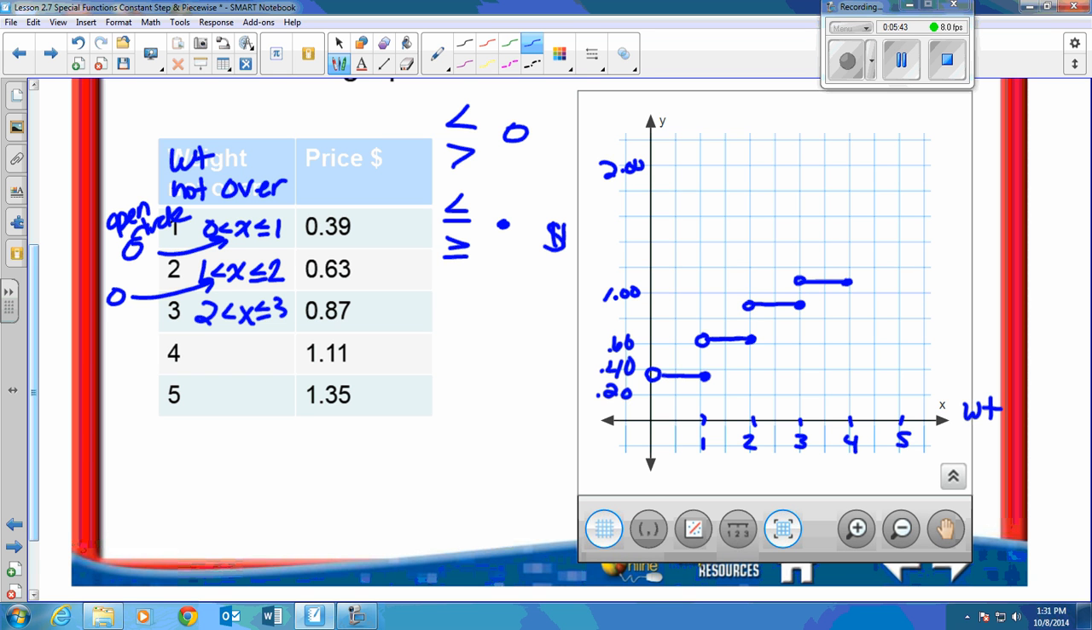And $1.35, that's 20/40. So $1.35 is up here. So that is a step function. What is the domain of this step function?